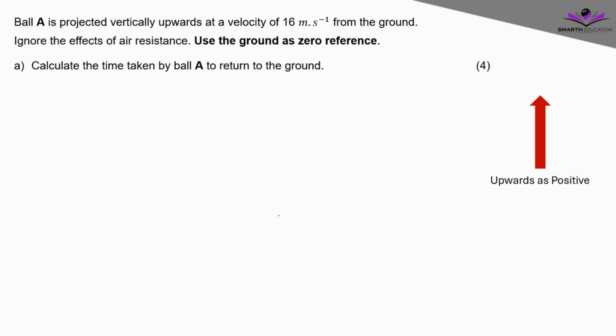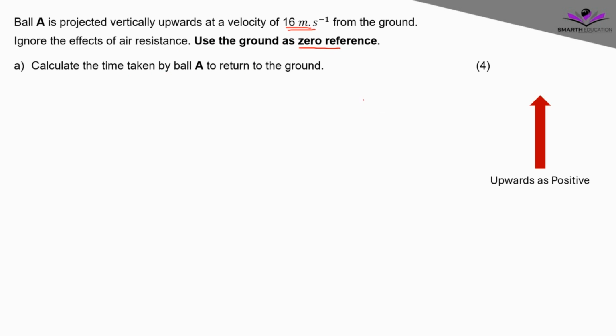Welcome back. We're still on the graphs of motion under vertical projectile motion. Ball A is projected vertically upwards at a velocity of 16 meters per second from the ground. Ignore the effects of resistance. Use the ground as your zero reference. Calculate the time taken by ball A to return to the ground.